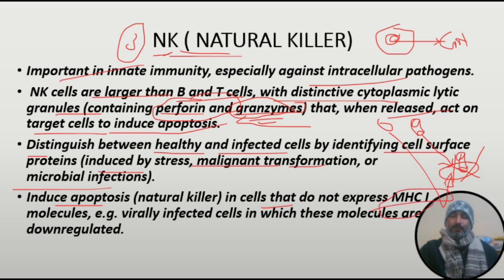This slide is just saying that if a cell, whether a bacterial cell, our own cell, or any malignant cell, does not express MHC class 1 molecules on its surface, the natural killer cell recognizes it as a foreign and dangerous cell. So the natural killer cell will kill it, and programmed cell death, which is called apoptosis, will occur through the secretion of perforin and granzymes.